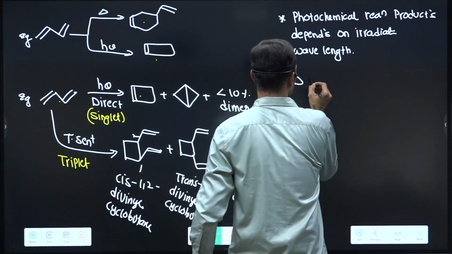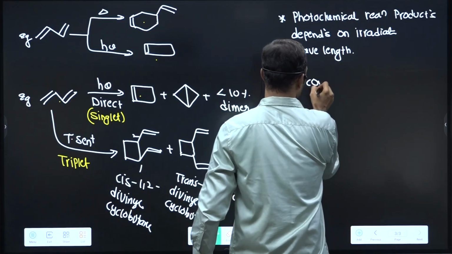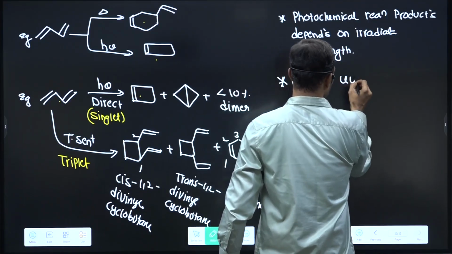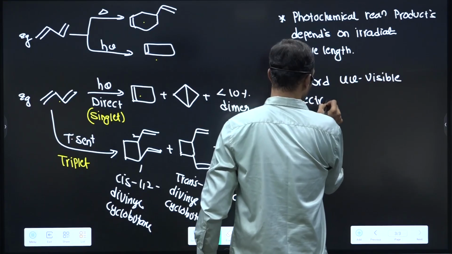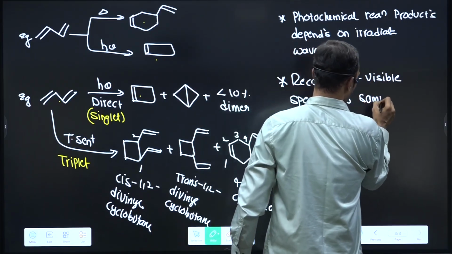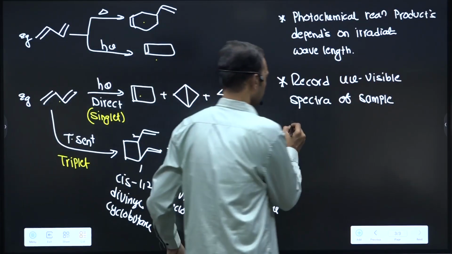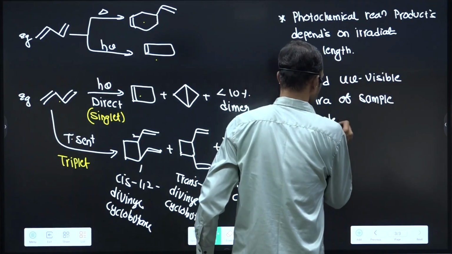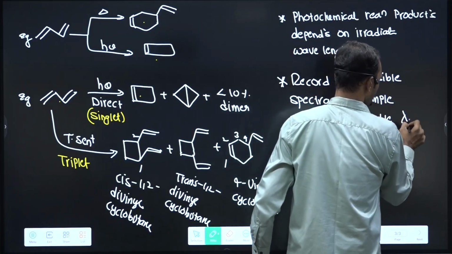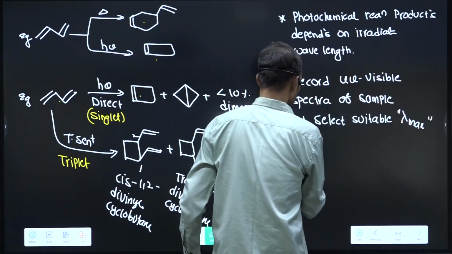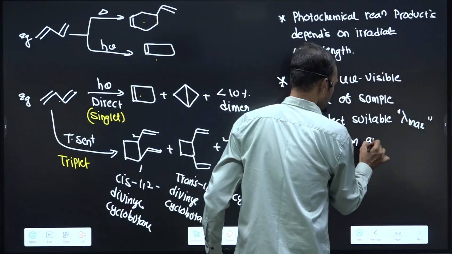So, first directly record the UV visible spectrum of the sample, and select a suitable lambda max for the transition and reaction products.